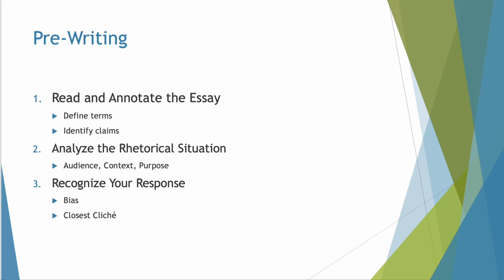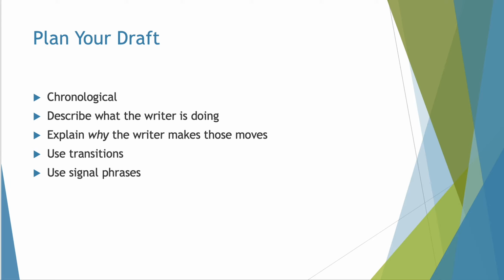And then also make sure that you're not falling into the trap of the closest cliche syndrome. Make sure that you actually understand what the author is really saying, not the nearest cliche to what they're saying. Next, work on planning your draft. Remember, summaries should be chronological. They should take us from beginning to end through the essay or through the text of your choice.